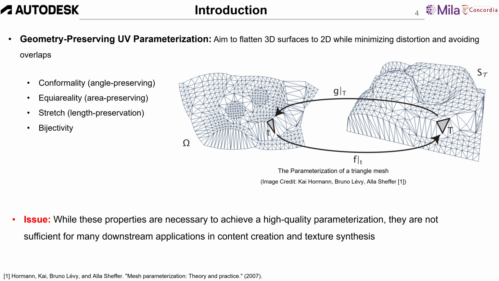To tackle this, researchers have proposed many UV mapping methods that focus on geometric properties. Specifically, each triangle on the 3D mesh is mapped to a triangle in 2D while keeping distortion as low as possible. Even though these properties are important, they are not enough for many real content creation tasks.